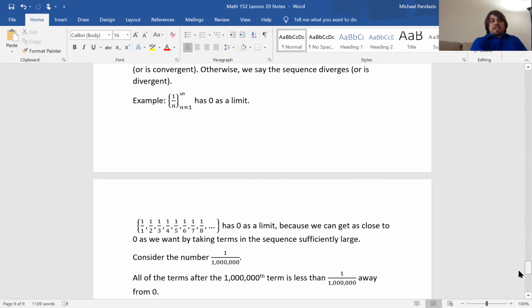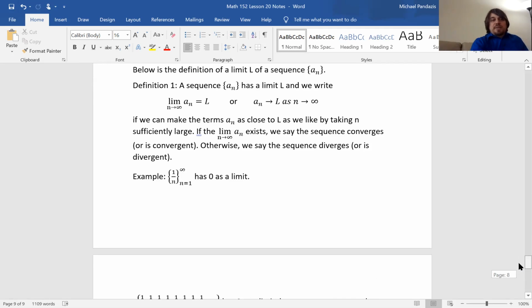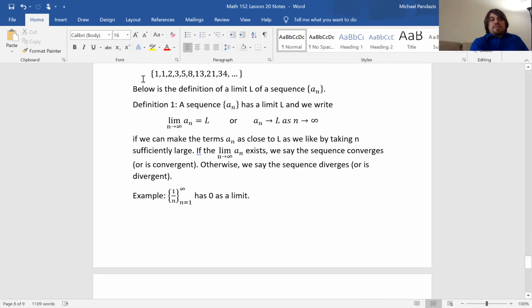And so what I'm illustrating here is, in this example, what it means for 0 to be a limit of that sequence. Okay? And how you can visualize what a limit of a sequence is. Okay? So definition 1 is the easy definition of a limit. Now, you might ask, why do I want a more difficult definition of something? Why not use the easy one?